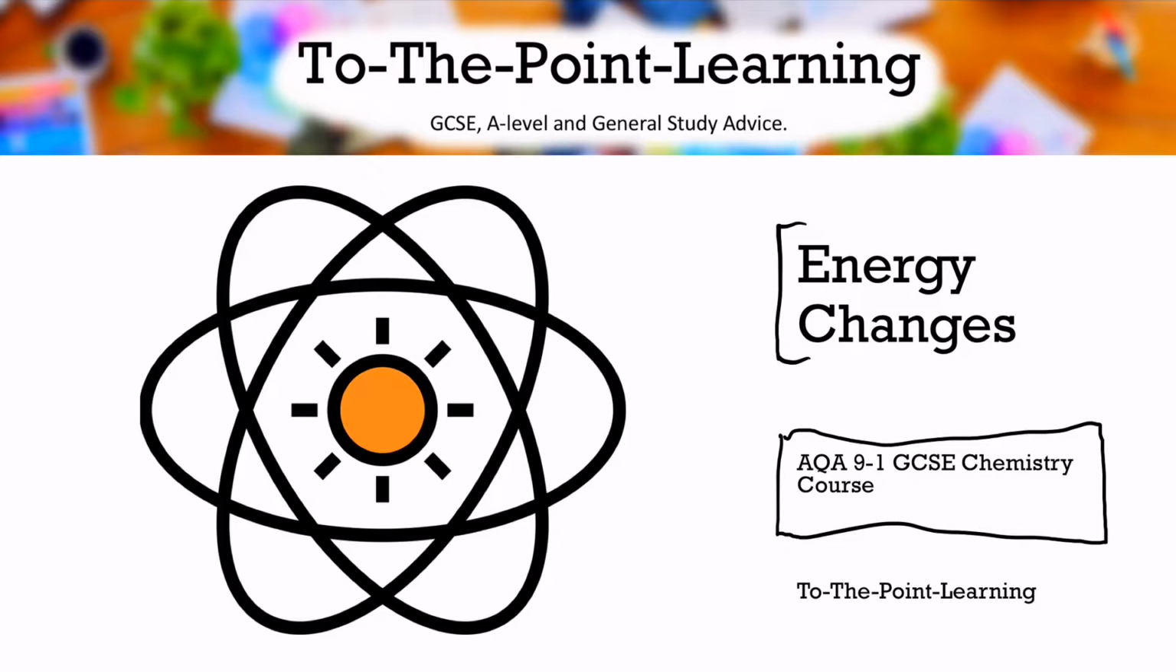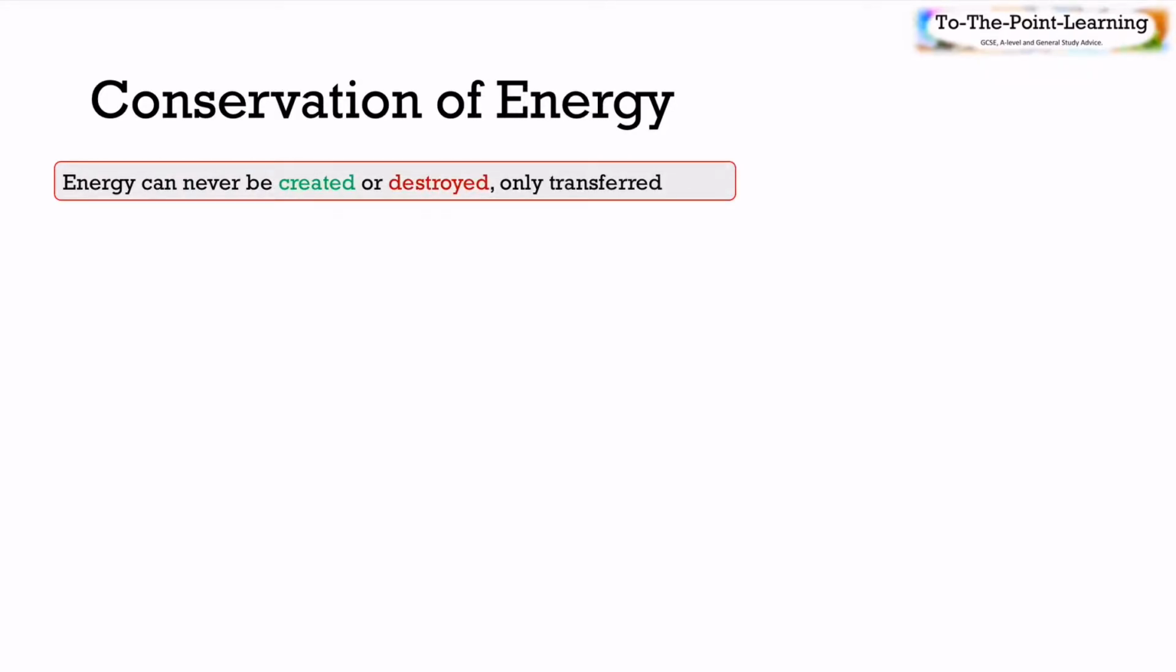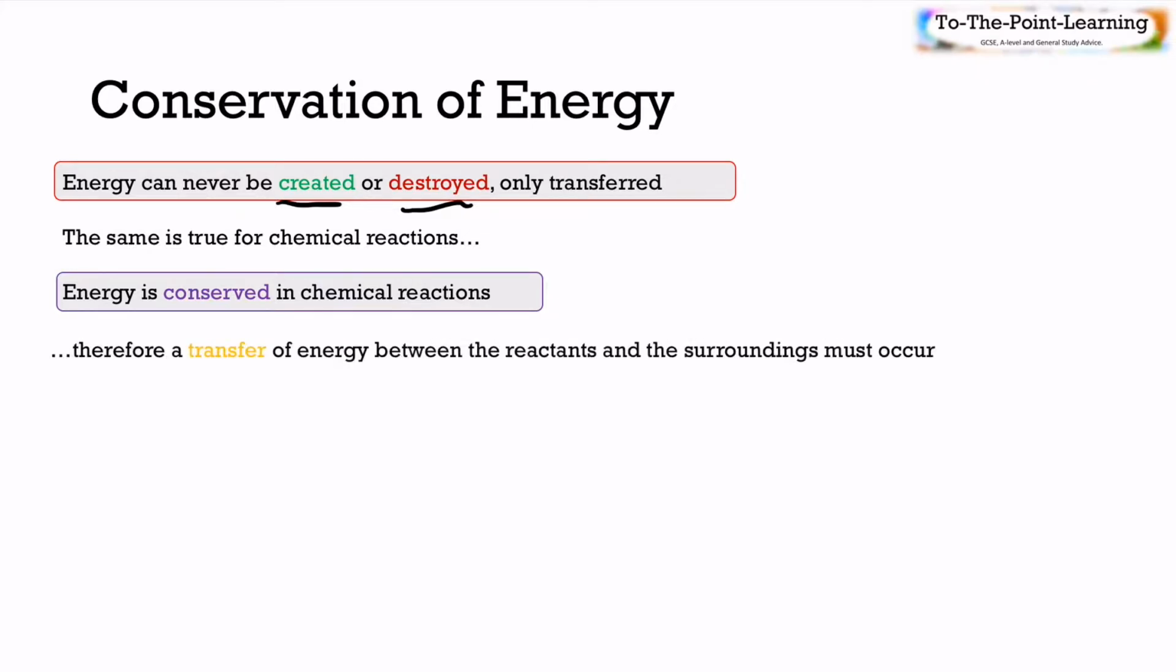So let's get started. The first thing before we really go into anything in this lesson is we need to be familiar with this principle, conservation of energy. I'm sure you have heard it in your previous lower school lessons, and that is that energy can never be created or destroyed, only transferred. And the same is true for chemical reactions. Energy can only be transferred, so energy is conserved in all chemical reactions.